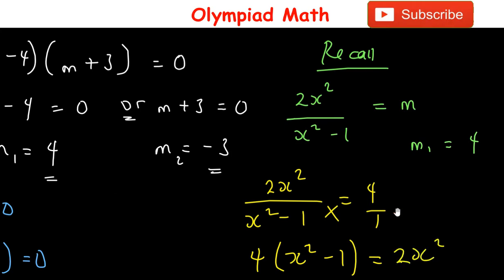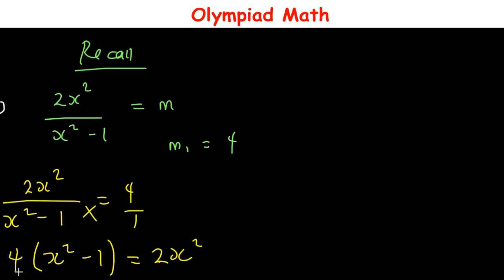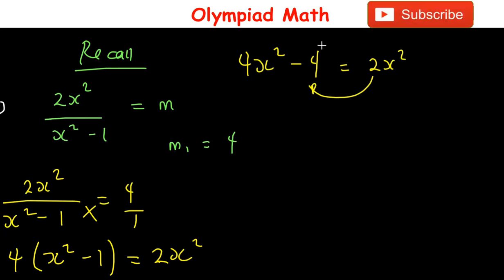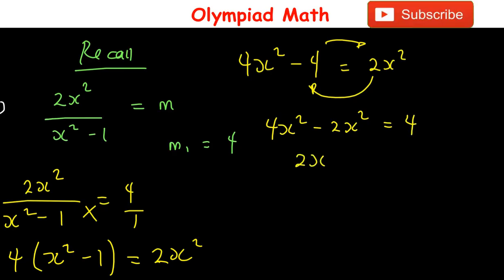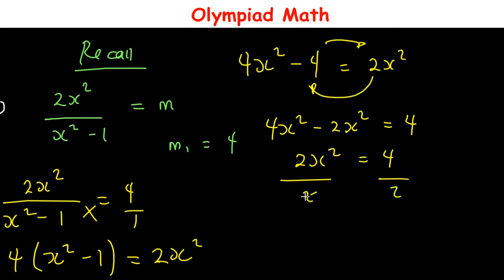So with this, 4 will multiply and open the bracket. 4 times x squared, 4x squared, 4 times minus 1, minus 4, and this equals 2x squared. Move 2x squared over to this side, and minus 4 over to this other side. We have 4x squared minus 2x squared equals 4. This will give us 2x squared equals 4. Divide both sides by 2. X squared is equal to 4 over 2, which is 2.